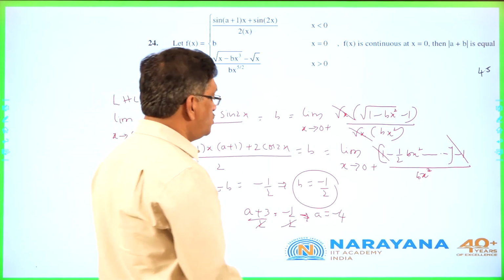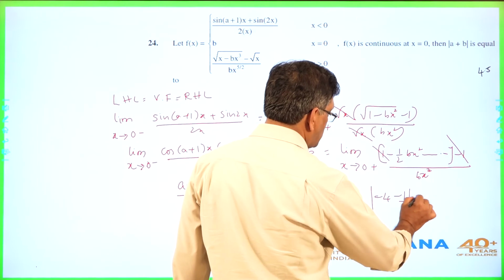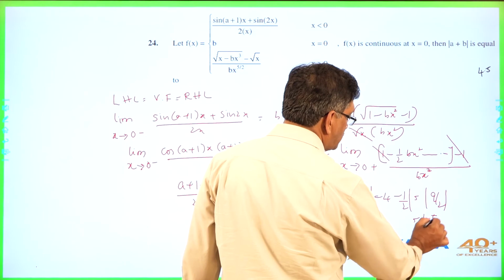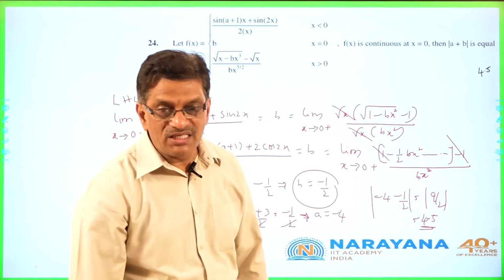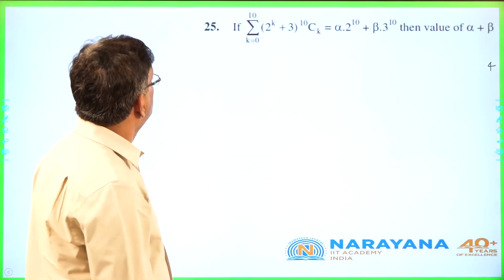He is asking these two values. So it is minus 4 minus half, that is 9 by 2, that is exactly 4.5. Okay, note down this one. Let us go to the next problem, 25.